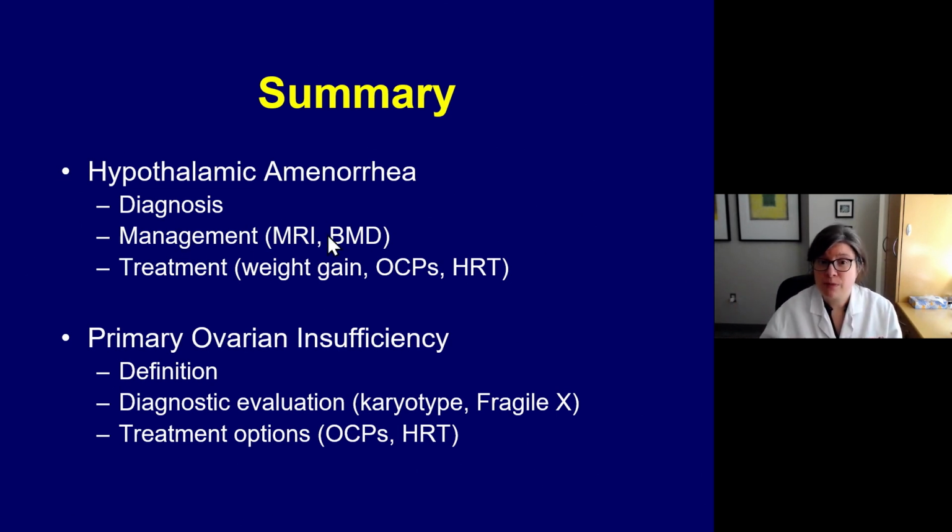We thought about management. Most of these patients do not need an MRI. You do want to consider bone density in these patients if they're greater than 6 months without menstrual cycles. Treatment, weight gain, hormone replacement therapy, or birth control pills. For primary ovarian insufficiency, we talked about the definition, absence of menses or really rare menses, less than 40 years of age, you check twice. The diagnostic evaluation, karyotype, Fragile X, consider those, and treatments, OCPs and hormone replacement.